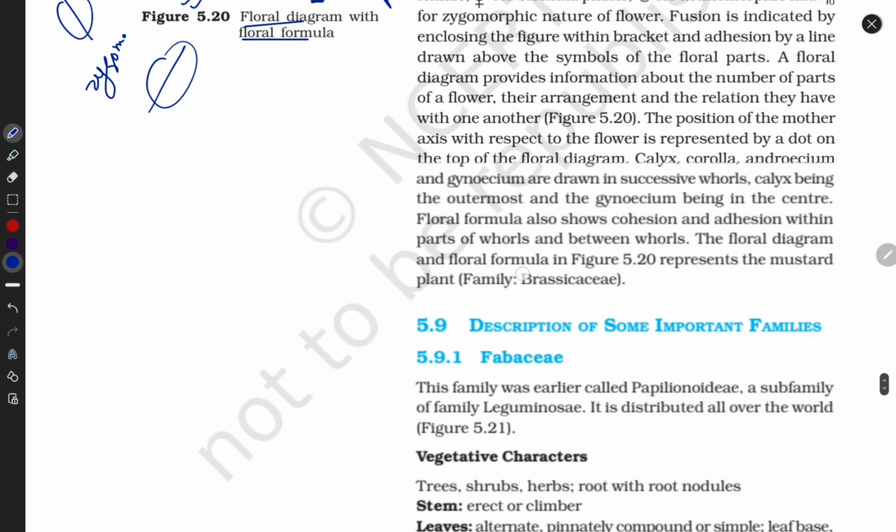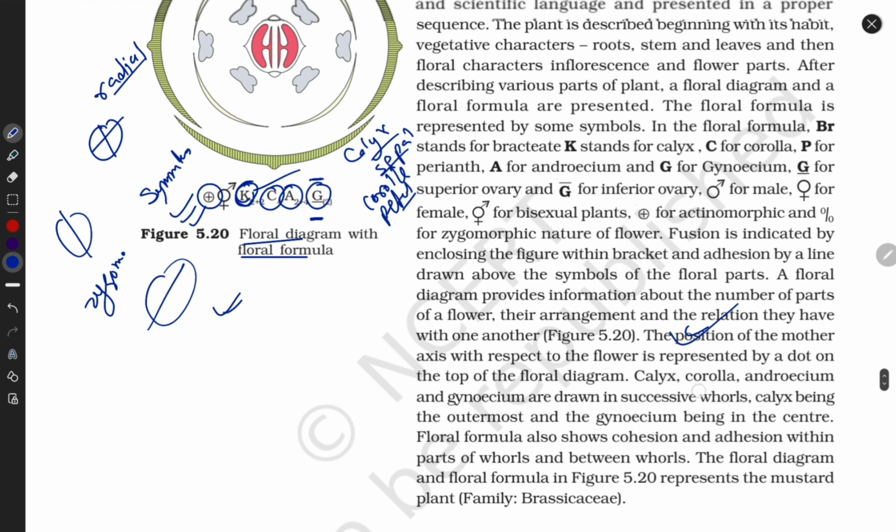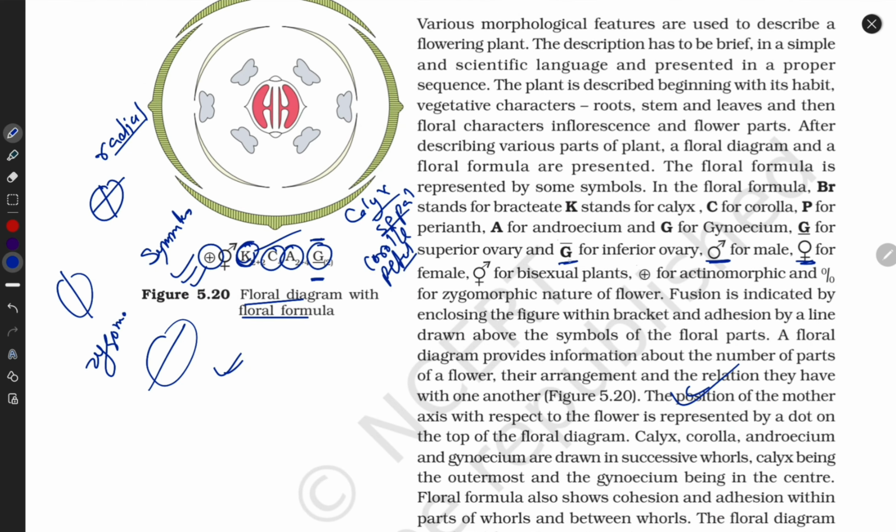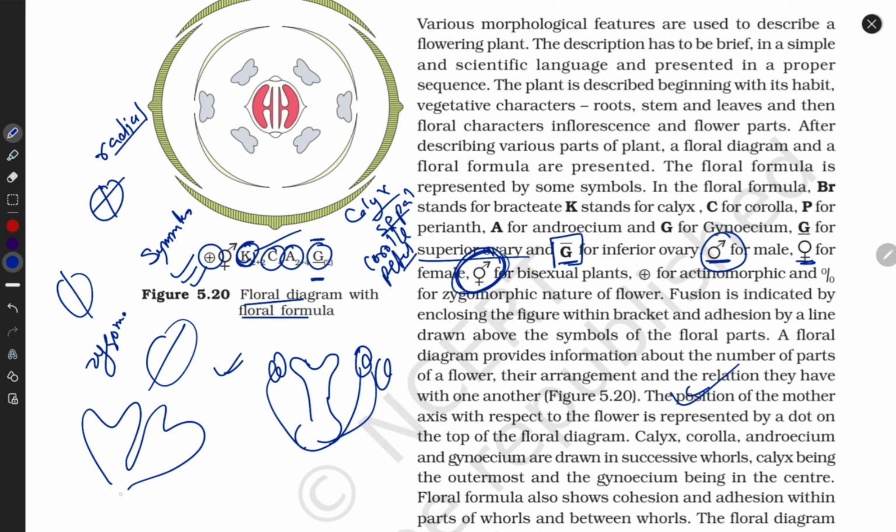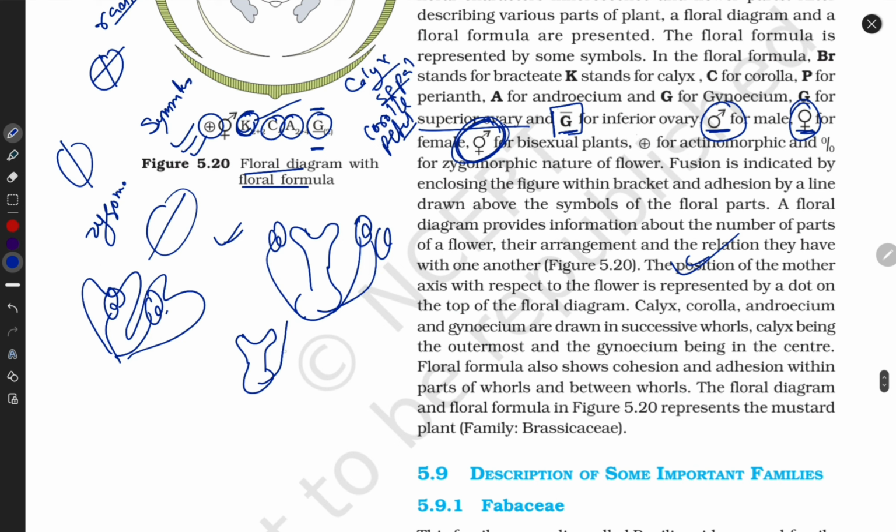Okay, now let's move on. Whatever I explained here, all things are already written here. Look at here, now the symbol of male, the symbol of female. This kind of arrangement means superior ovary, means they are bisexual, male and female in one flower. A single flower contains female part as well as male part. If I use only this single symbol, it means this kind of flower contains only the male part. If I use this single symbol, it means they contain only the female part.